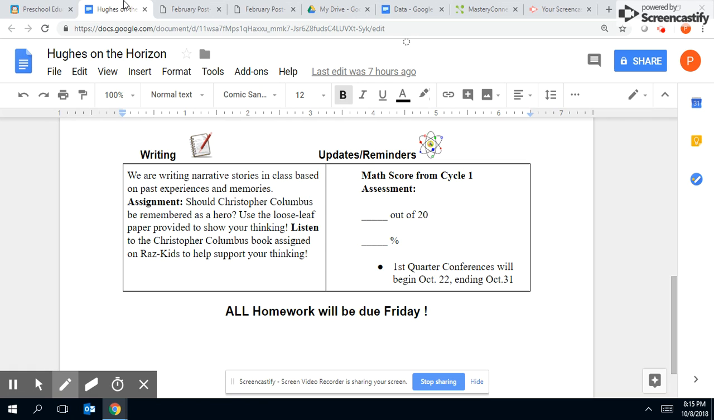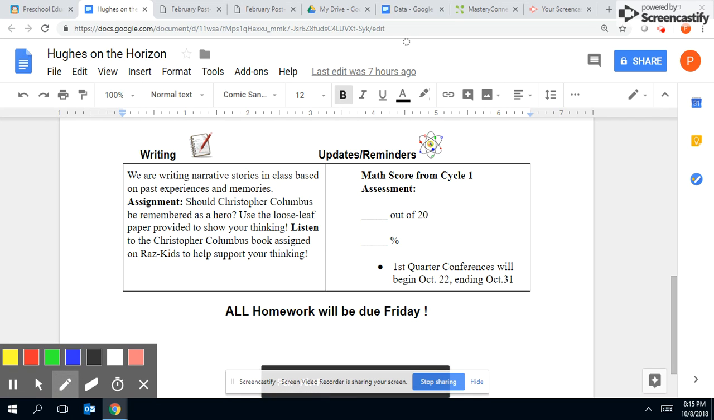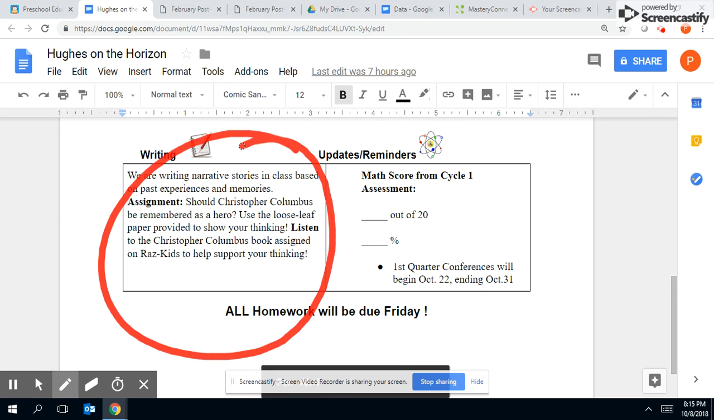We also have some written responses for the Just Be Patient passage. And the big writing assignment this week, guys, is right here. Let's talk about it. So in class, we know that we're writing narrative stories based on past experience and memories, and we're going through the revising stage of that right now.